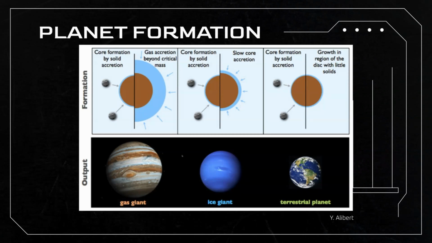For example, different types of core formation and accretion scenarios for rocky cores to retain very large gaseous atmospheres like a gas giant.